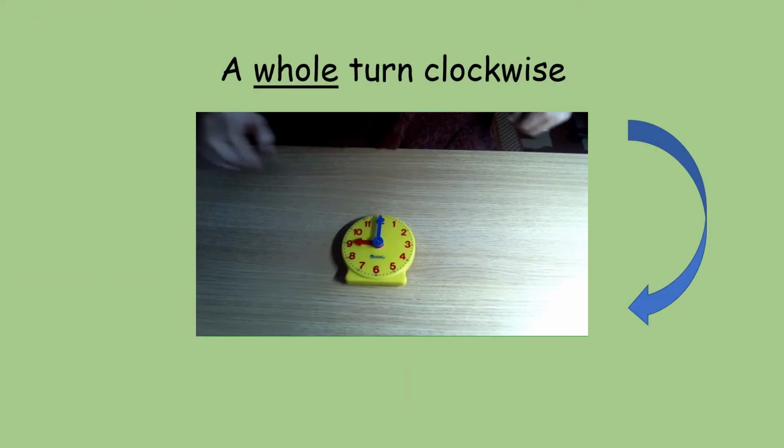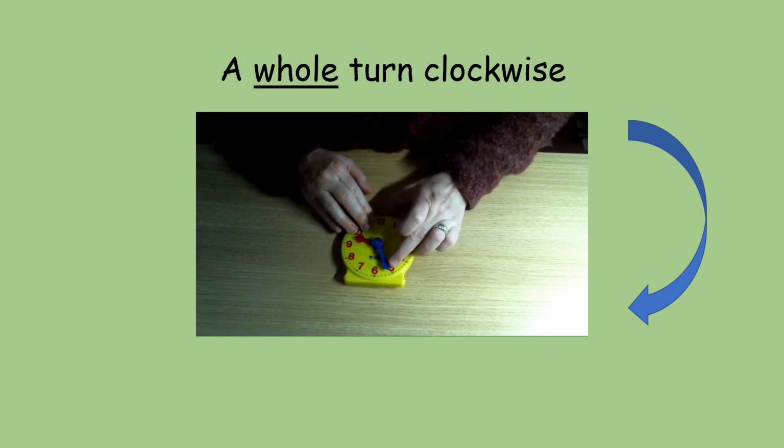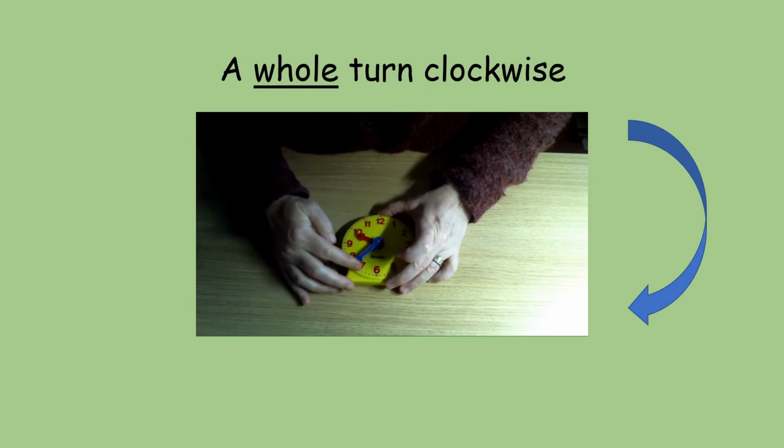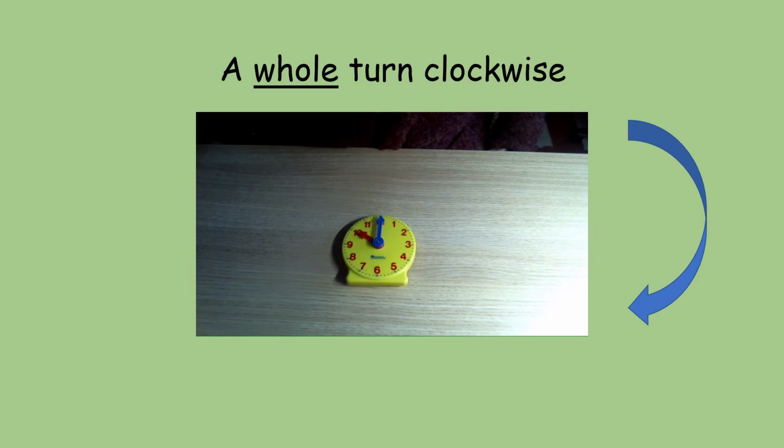The hands-on analog clocks rotate and make turns. If you look at this video, you can see that there is a red hand and a blue hand. We're going to focus on the blue minute hand, and it's going to show a whole turn clockwise. And that means that that minute hand will turn all the way round the clock and end up back in the same place where it started. And the way that it turned was a clockwise direction. So it's made a whole turn clockwise.